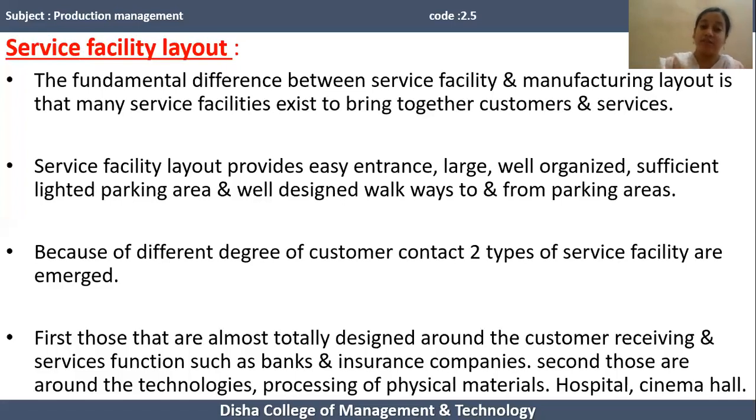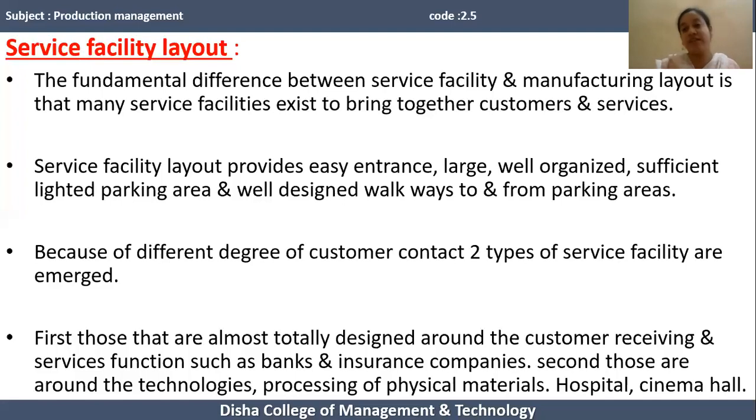So the difference between service facility and manufacturing layout is that many service facilities exist to bring together customers and service. Means a service facility layout exists to bring together customer and service in a particular area, so that the organization provides better service to the customer, and the customers are delighted, satisfied with the organization, and loyal to that organization. And service facility layout arranges everything in a sequential manner.